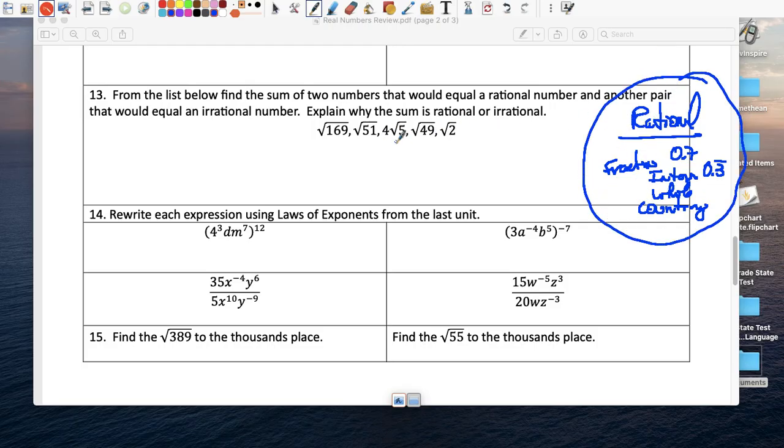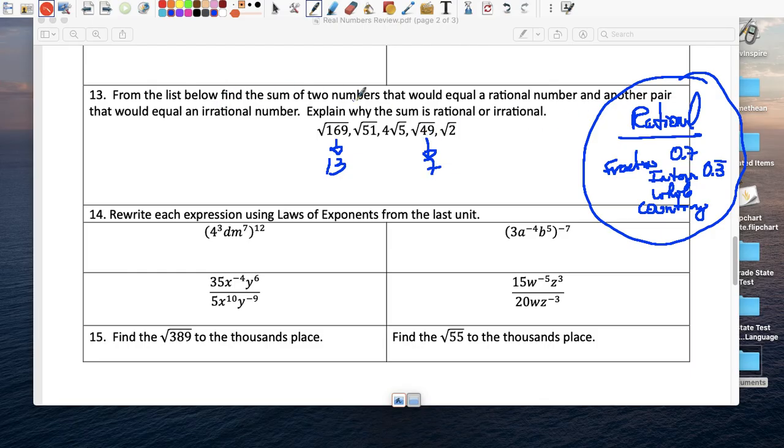So first of all, let me take my calculator and see if I can find the square roots. The square root of 169 is 13, right? So we just wrote a list, so look at the list they just wrote, or the one in your notebook. Square root of 51 doesn't look like a perfect square, so I'm going to leave that out. 4 times the square root of 5 also doesn't look like a perfect square, because the square root of 5 is not a perfect square, so I know it's going to be a non-terminating, non-repeating decimal. The square root of 49, I know is a perfect square, and that gives you 7. And then square root of 2, obviously, is not a perfect square as well.